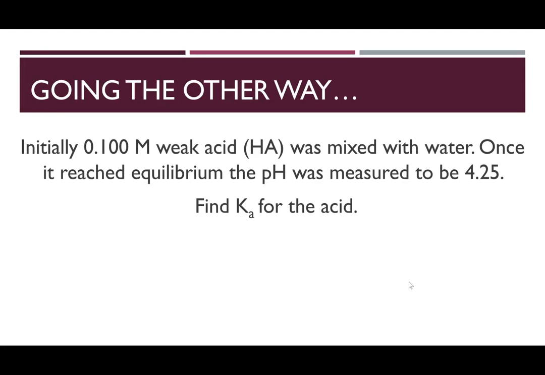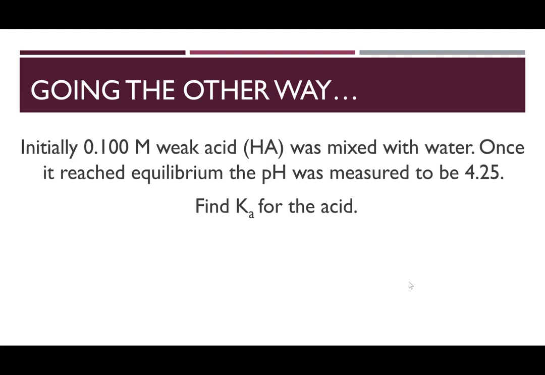So going the other way, initially a 0.1 molar weak acid was mixed with water. Once it reached equilibrium, it had a pH measured to be 4.25. Find the Ka. So what do I mean by going the other way? Up until this point, we've been solving using Ka and then solving for pH. In this problem, I give you pH. I'm asking you to solve for Ka.